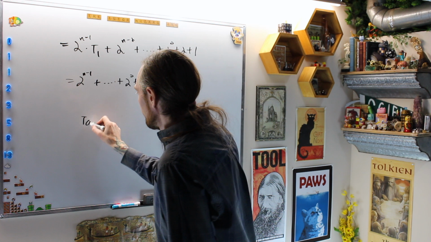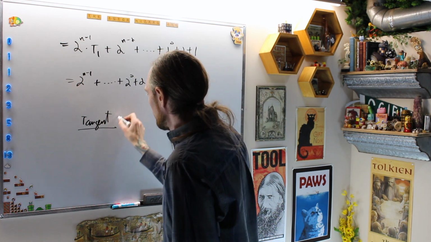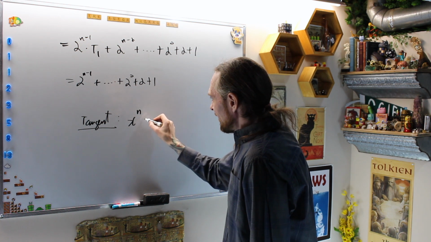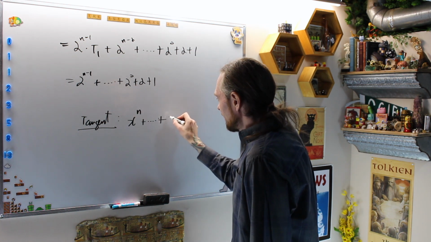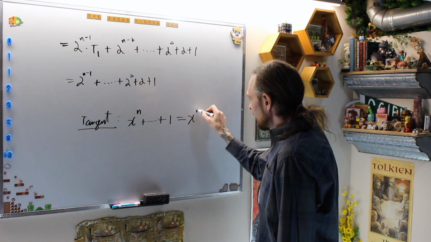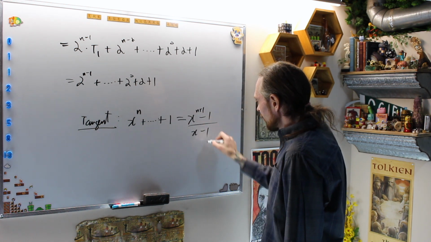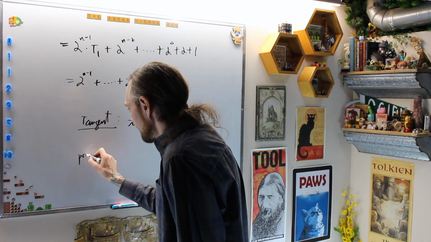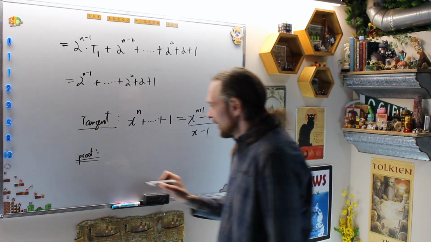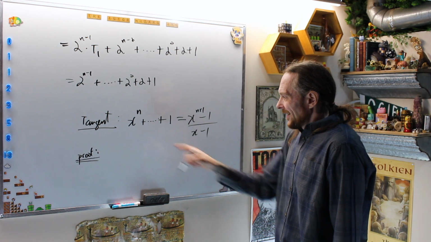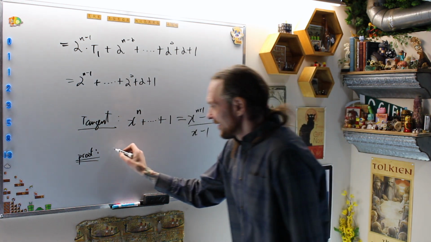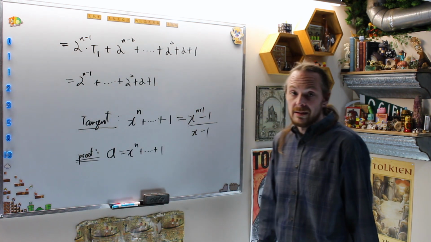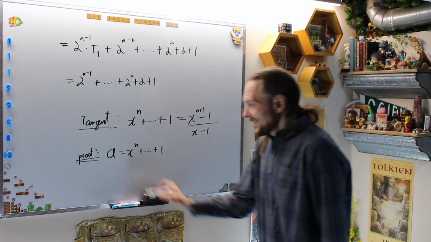Tangent. x to the n plus dot dot dot plus 1 is equal to x to the n plus 1 minus 1 over x minus 1. Proof. I let this thing be a. Then what's xa?